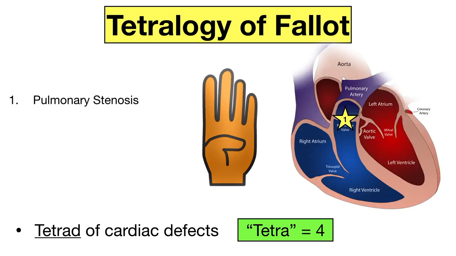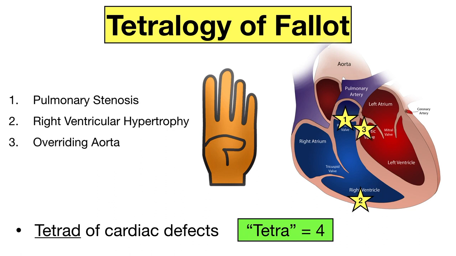The tetrad includes pulmonary stenosis, which is narrowing of the pulmonary valve and main pulmonary artery, right ventricular hypertrophy, which is thickening of the ventricle wall, overriding aorta, which refers to the enlarged aortic valve that seems to open from both ventricles and sits on top of the ventricular septal defect, which brings us to the ventricular septal defect, which is a hole in the wall between the right and left ventricle.